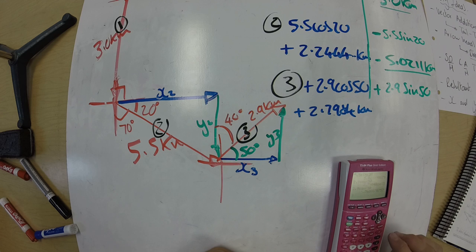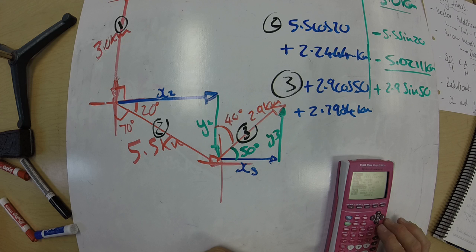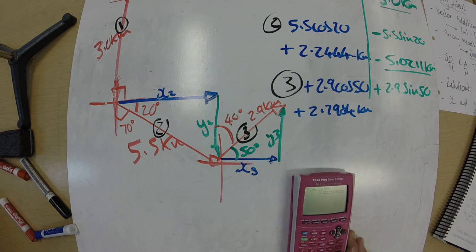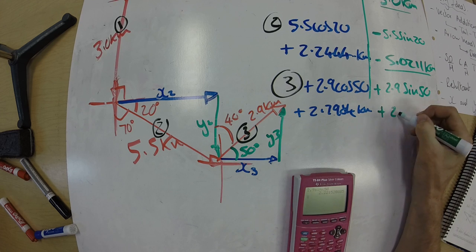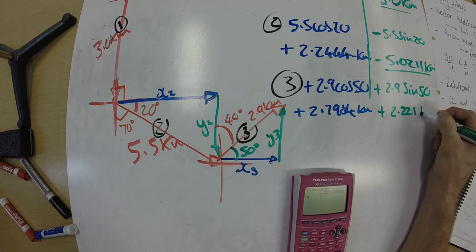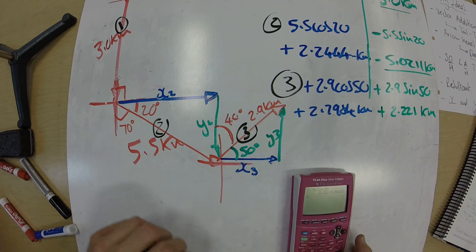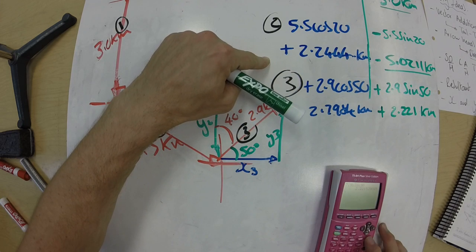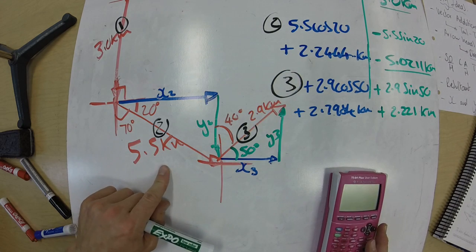Whoops, did I press something wrong there? Let's try that again. 2.9 sine 50. What did I do there? Let's just check. Oh no, I'm in radians. Disaster. So I might have to redo my calculations. That's okay. 2.9 sine 50 is 2.221 kilometers. Let me just go back and check these values, because that was definitely in radians, but I might have accidentally put it in radians when I hit the wrong key.